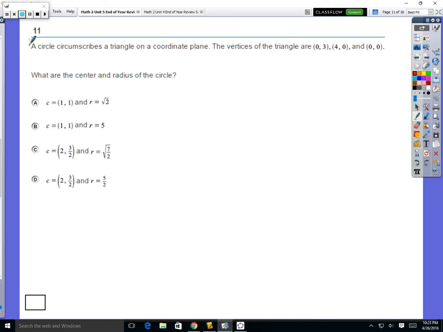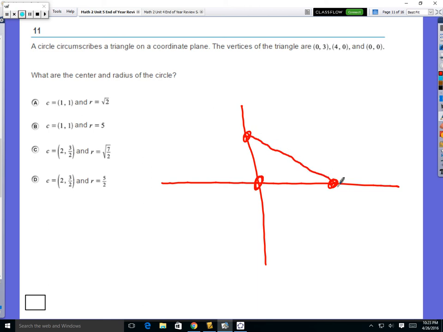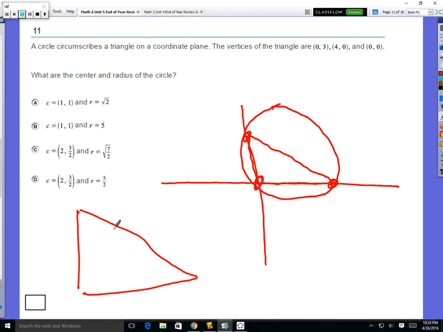11. Okay, this one's kind of tough. A circle circumscribes a triangle on the coordinate plane. The vertices of the triangle, let's do the triangle (0, 3), (4, 0), and (0, 0). Okay, here's your triangle. So a circle circumscribes, that means this. It is going to hit all 3 of the vertices. That is circumscribe. If it was inscribe the circle would be like this.